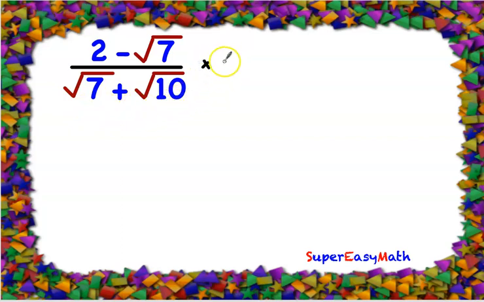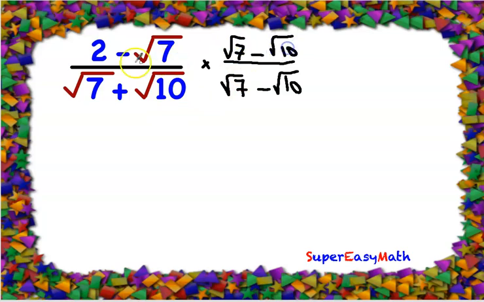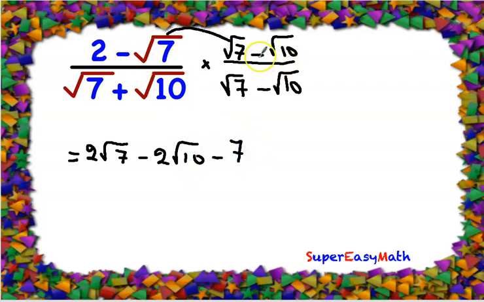Now the last example. We have two numbers in the denominator. We will multiply it by its conjugate, so square root of 7 plus will become minus square root of 10. So this is the conjugate of the denominator. The same for the numerator. So 2 times square root of 7 equals 2 square root of 7. 2 times square root of 10 equals 2 square root of 10. Minus 7. Minus and minus equal plus. Square root of 7 times square root of 10 equals square root of 70.